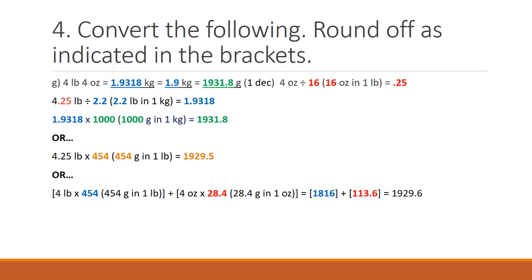So I would have had 1,816 grams in 4 pounds. I would add it to 113.6 grams in 4 ounces, and that would have given me 1,929.6 grams. So there you go. 4 different answers, 4 different ways of converting.